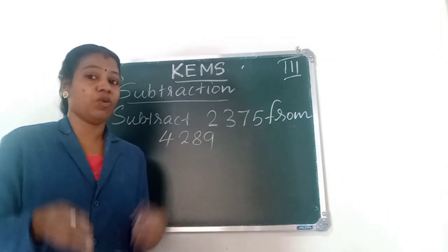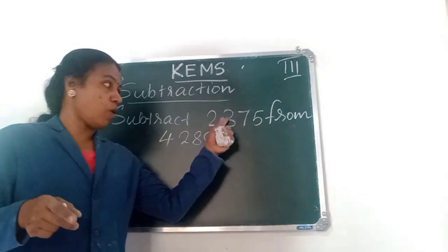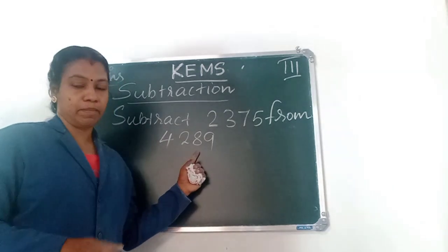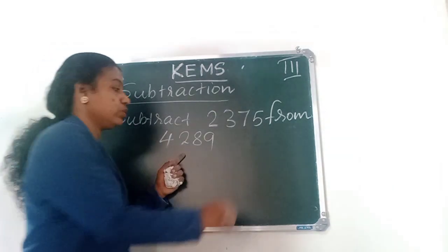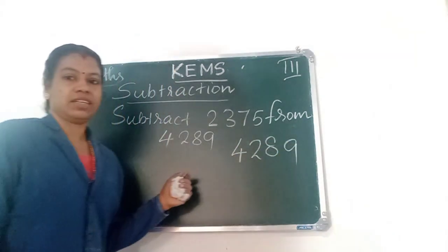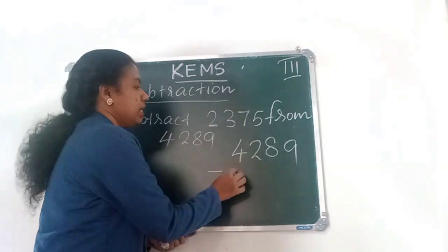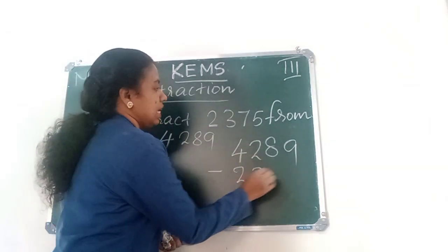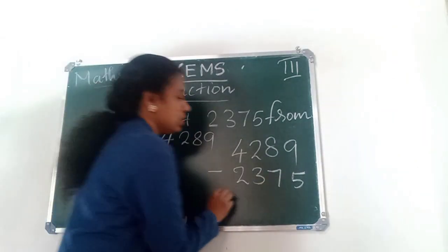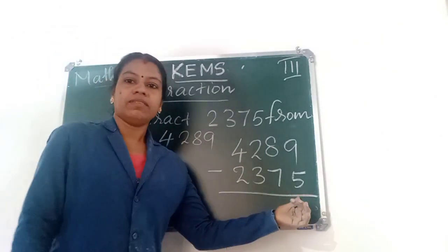Yes, I told you, always write the biggest number. Subtract the smaller number from the bigger number. So you should write the bigger number first, that is 4289 first. Then write the second number below the first bigger number, that is 2375.